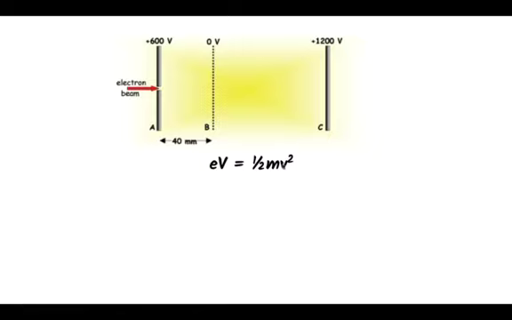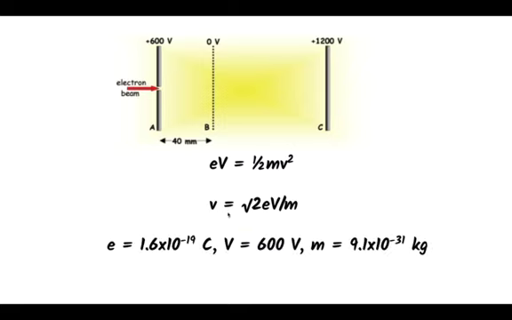Now I've got lowercase v for velocity, uppercase V for voltage or potential difference. Important you don't get those two mixed up. So rearranging for little v, velocity, we end up with the square root of 2eV divided by m. Okay, so we've got 2 times the electronic charge times the potential difference, which is going to be 600, divided by the mass of an electron.